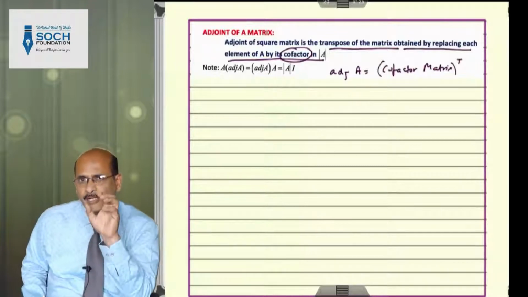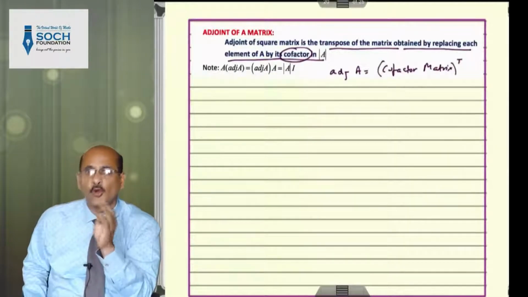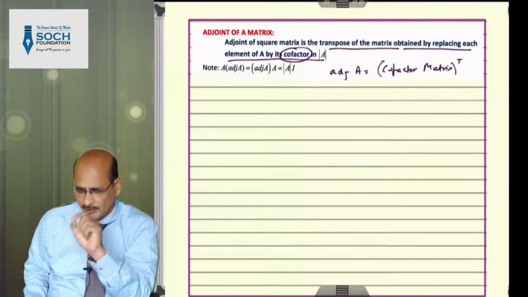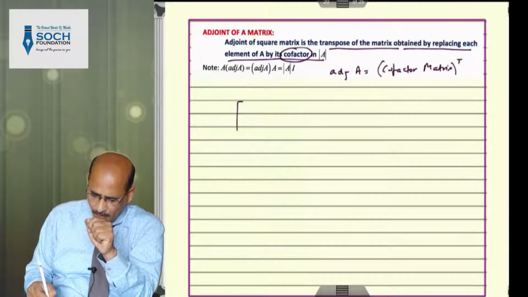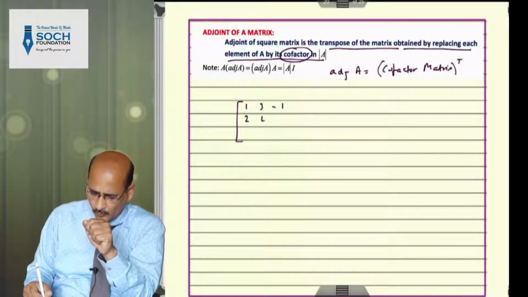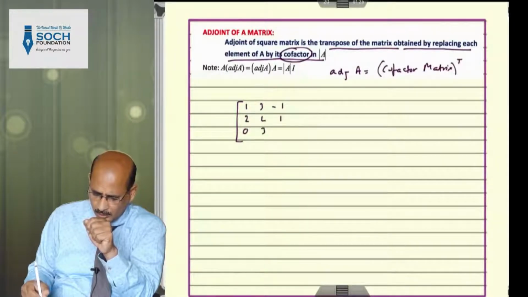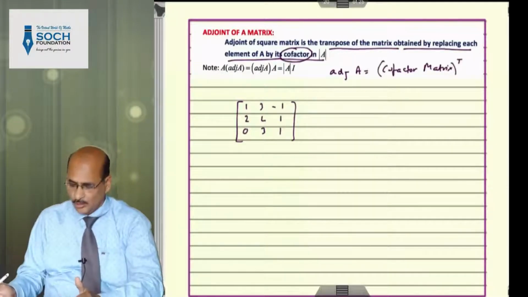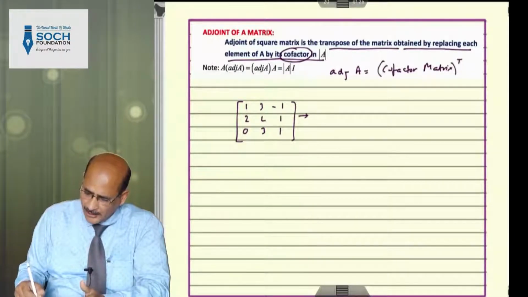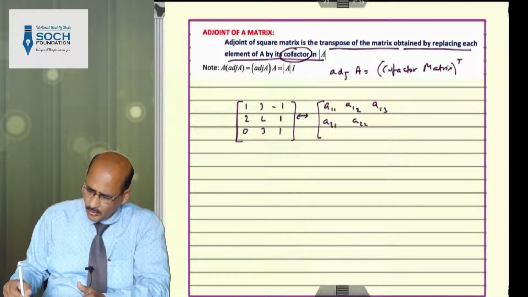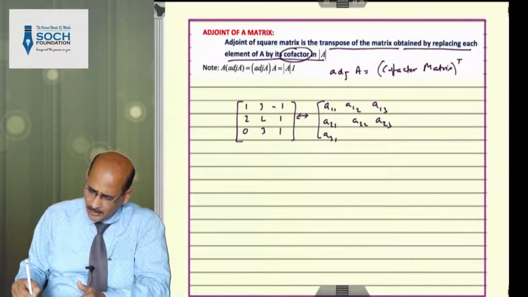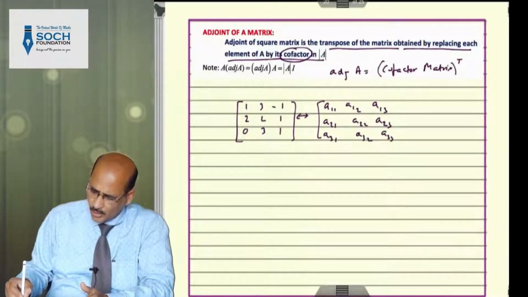So, what is adjoint A? Adjoint A is nothing but the transpose of the cofactor matrix. Now, I will take one example so you will come to know what a cofactor is. Suppose a matrix is given to you: 1, 3, minus 1, 2, 4, 1, 0, 3, 1. These are the different positions of the elements, A11, A12, A13, A21, A22, A23, A31, A32 and A33.